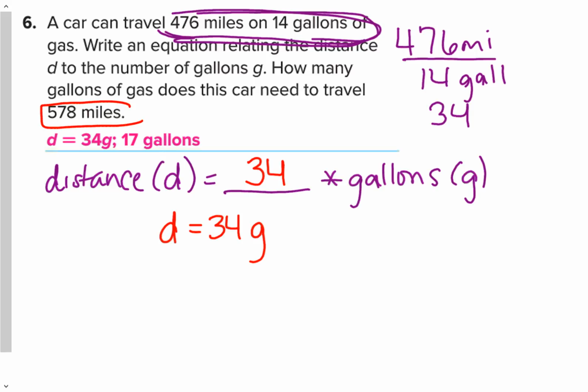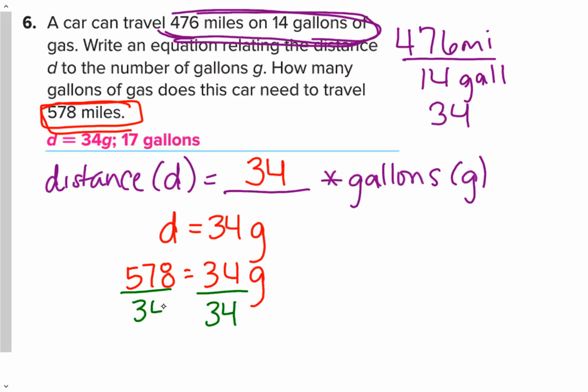Now we want to find out for 578 miles. So that goes under d. So we have 578 equals 34 times g. Now we want to make sure that we solve for g because we want to know how many gallons. So we're going to undo our multiplication by dividing. Okay, and it really doesn't matter if the variable is on the left or the right. All right, so 34 divided by 34 was 1, so g is going to equal 17 gallons. Again, don't forget your units.